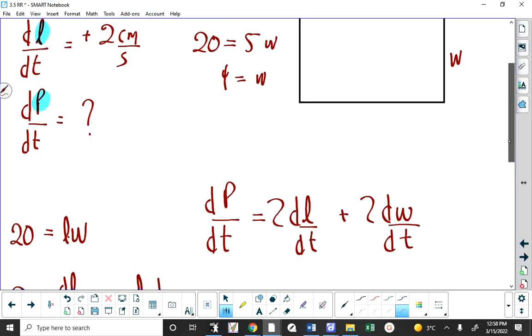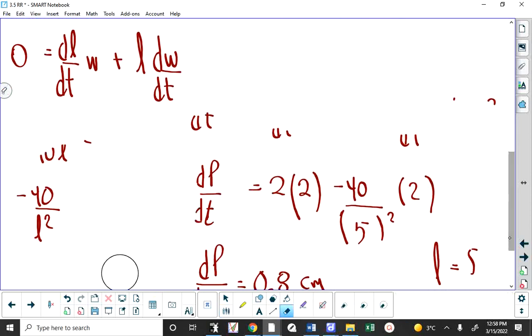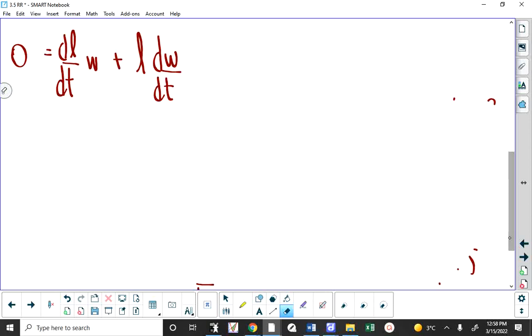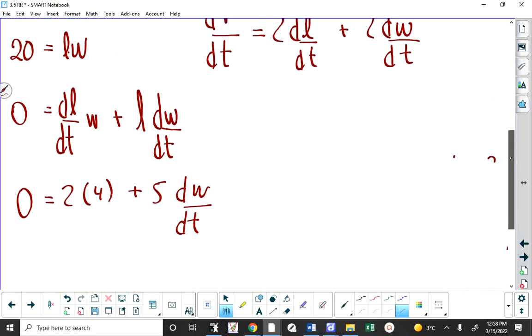And since Liam knows that dL/dt is 2, I might as well just erase all of this now. He's going to put 2 in for dL/dt. He's going to put 4, which you get from 20 equals LW and L equals 5, in here, which is allowed because you're putting it in after you differentiate, plus the length, which is 5, times dW/dt, and his motivation is this, and I love this, it's beautiful.